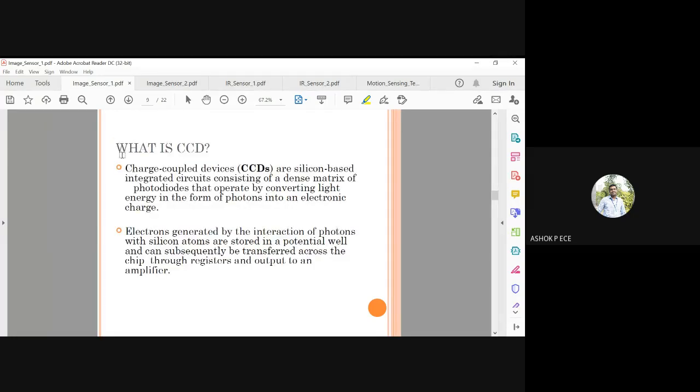So what is CCD? The abbreviation of CCD is charge coupled devices. They are silicon based integrated circuits consisting of a matrix of photodiodes. So I told you, right? The total number of photodiodes you have is the maximum size of your image. If I have 1000 x 1000 photodiodes inside my camera, then the maximum picture size I can store is 1000 x 1000 only. The maximum dimension I'm talking about.